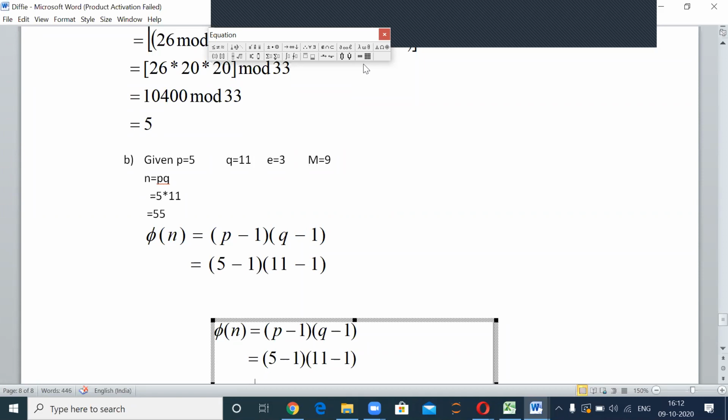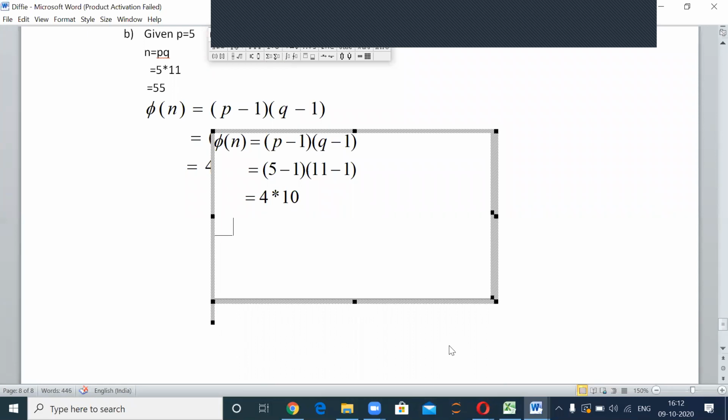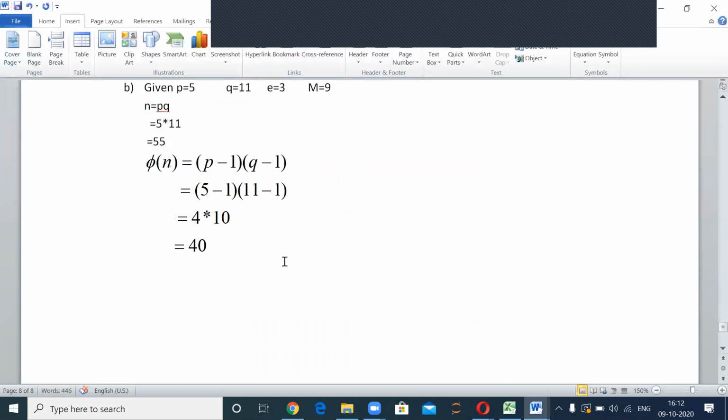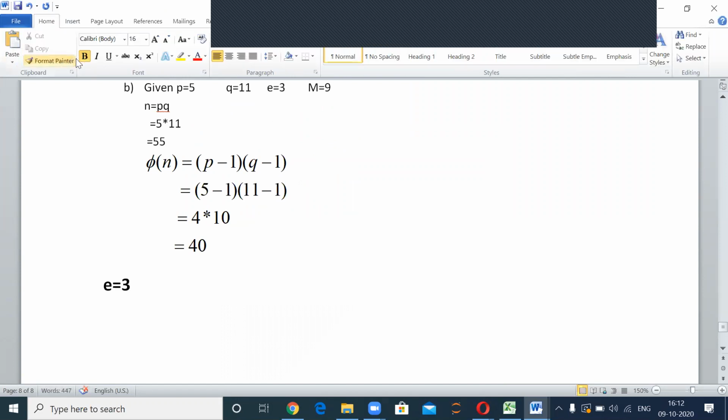This is 4 into 4 into 10. That's nothing but 40. This is phi of n. Here in this problem, E is given as 3, but you calculate D.